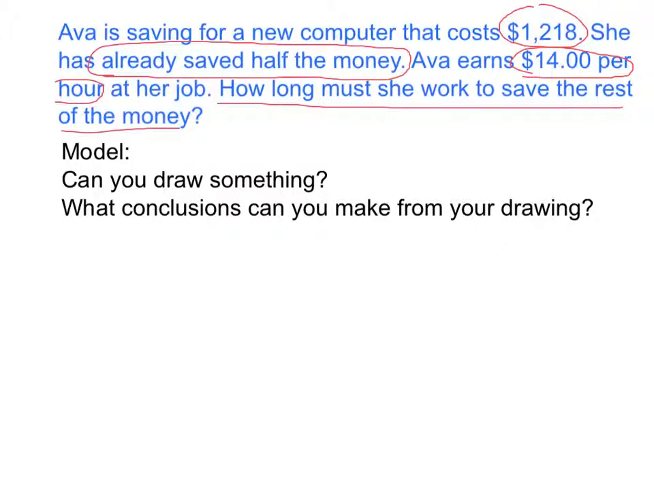So the very first thing we need to think is, can you draw something? And if so, what conclusions can you make from your drawing? So let me show you what I'm going to draw real quick.